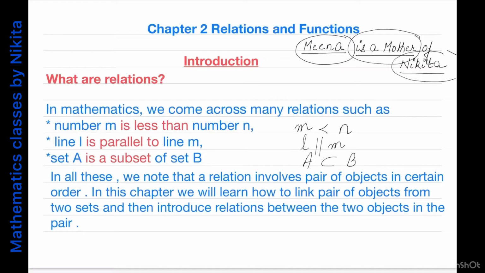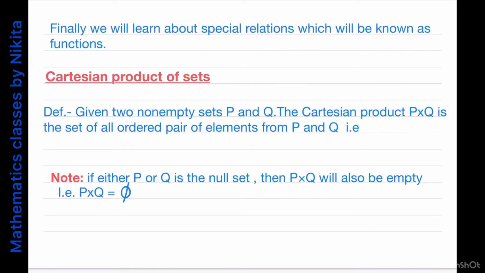So in all these we note that a relation involves a pair of objects in a certain order. So very important, in a certain order. In this chapter we will learn how to link pairs of objects from two sets and then introduce a relation between the two objects in the pair. And finally we will learn about special relations which will be known as functions. तो functions आपका जो है main point of study है यहाँ पे.